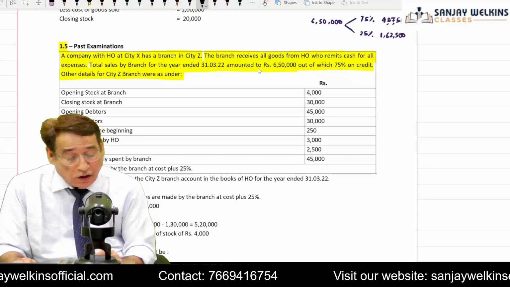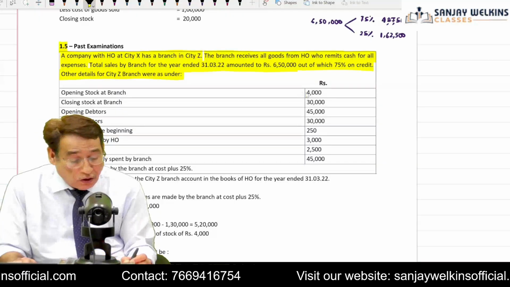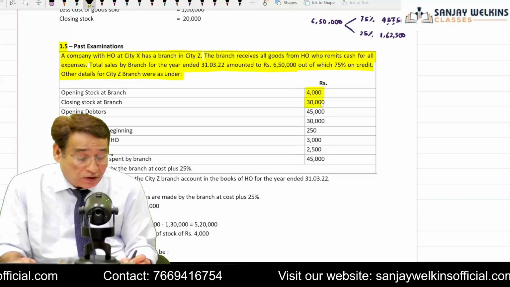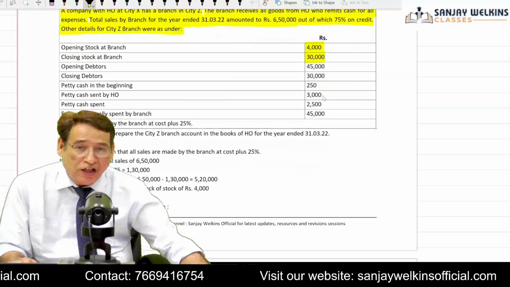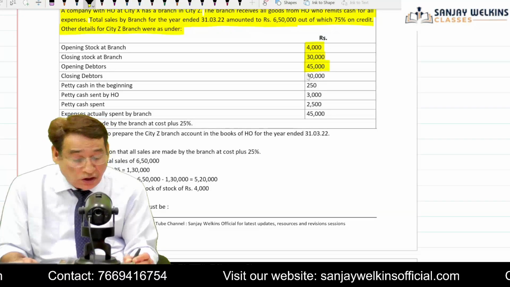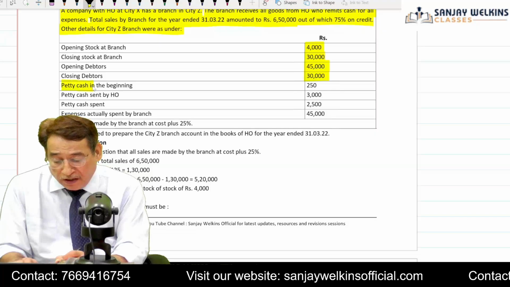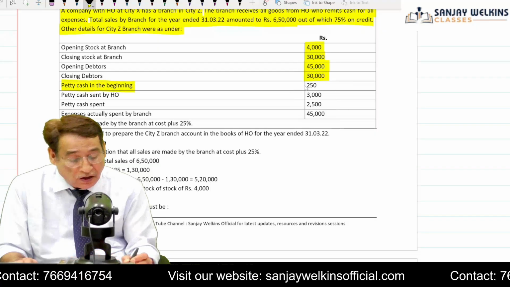Further, in this particular question, it is also given that opening stock is 4,000, and then closing stock is also given. I need not tell you where you are supposed to write these items. Then opening debtors are there, closing debtors are also there. Simple so far. Now, first time we are facing this word petty expenses in the beginning.